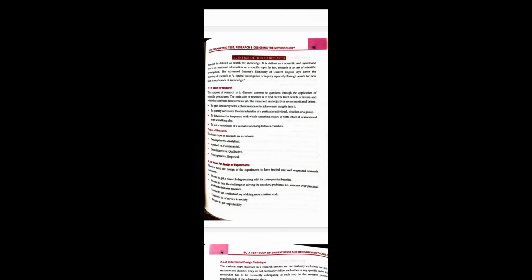Next one is, what is the need for design of experiments? What are the steps for designing the experiment? Suppose we develop various techniques for the design of experiments, to have fruitful and well organized research outcomes. The design of a research should be very fruitful.